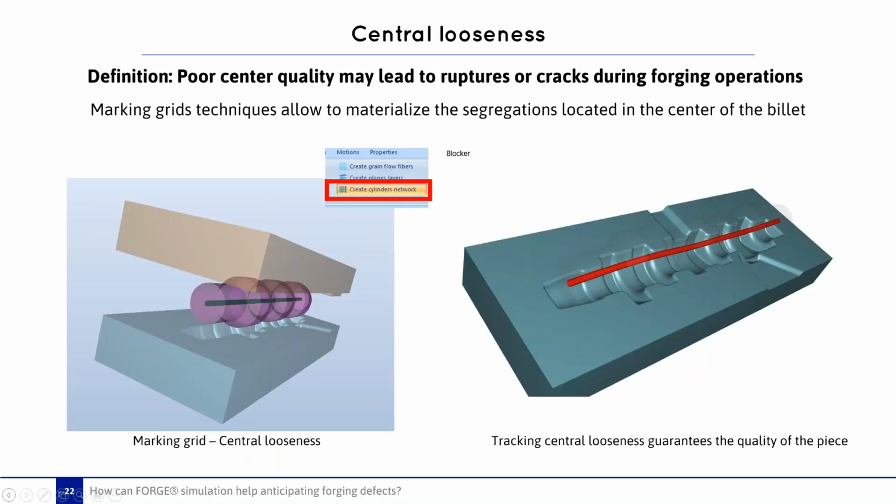Now let's check the central looseness, if we have any. Poor central quality may lead to rupture or cracks on parts during upsetting. To follow the central looseness, a natural fiber can be used. You can, in one click, create the cylinder by defining its radius. While forging the crankshaft, the central looseness is followed to guarantee the quality of the part.